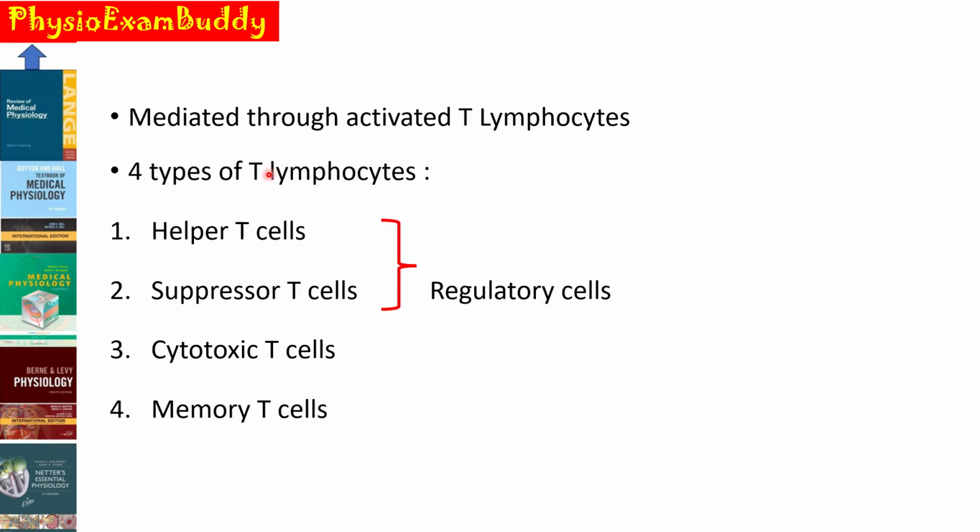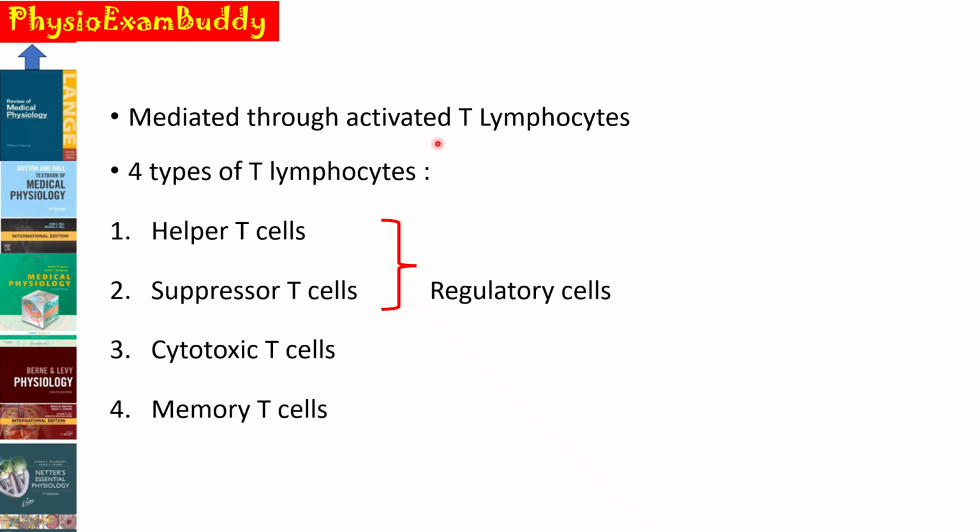This video is on cell-mediated immunity. Cell-mediated immunity is mediated through activated T lymphocytes. You know that there are two types of lymphocytes in the body, T lymphocytes as well as B lymphocytes. Out of these, the activated T lymphocytes mediate the cell-mediated immunity.